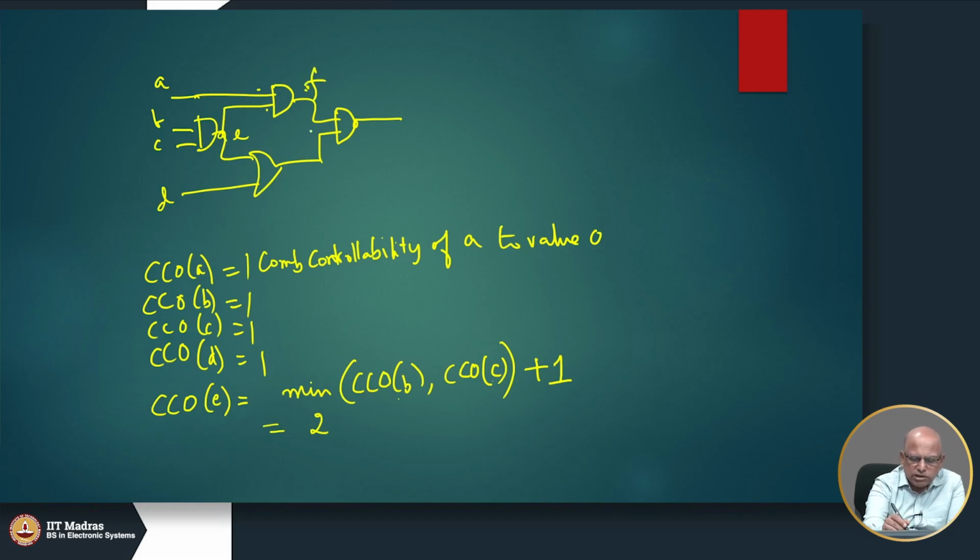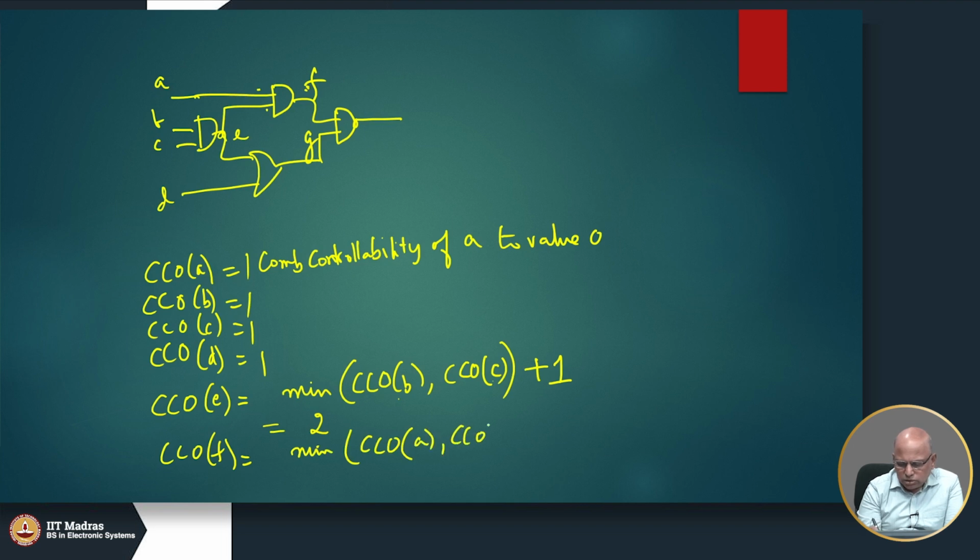If this is called F and G, CC0 of F: once again I will choose the minimum effort, because it is an AND gate. To set F to 0, I can set either A to 0 or E to 0. So, I can say it is the minimum value of CC0 of A or CC0 of E, plus 1. In this case, this comes out to be 1 comma 2. So, minimum of 1 comma 2 is 1. So, this is also 2.